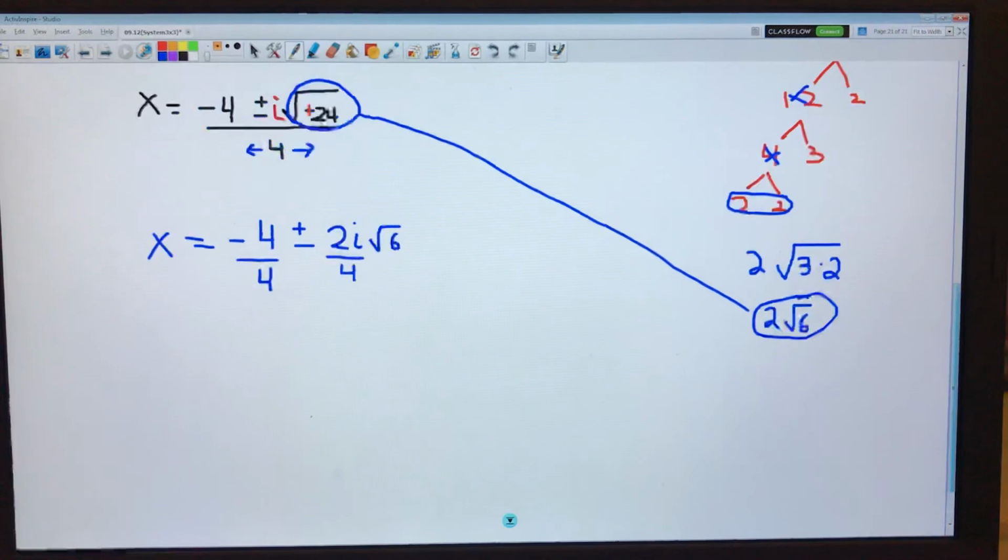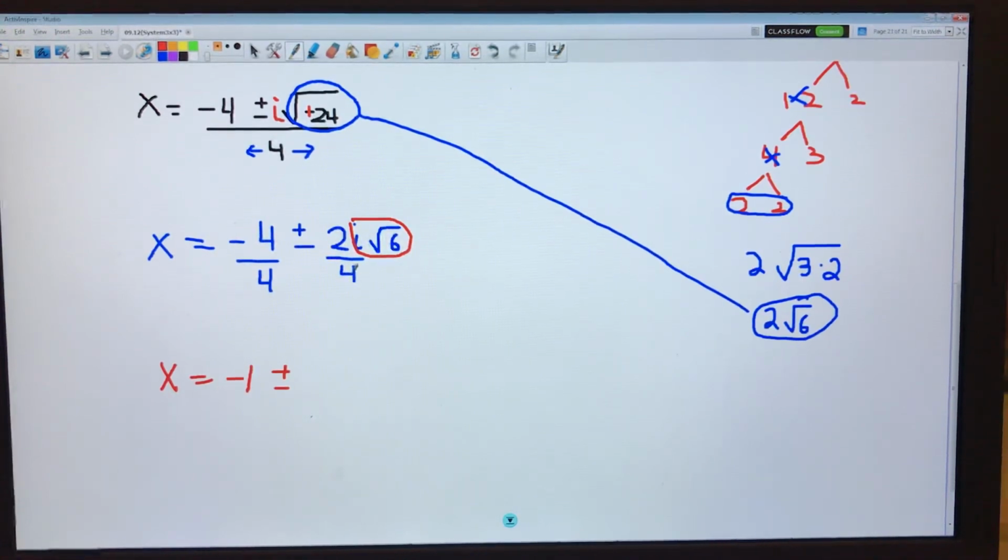Let's fix this up. x equals -4 over 4. That's going to give you -1 in the calculator, plus minus. In the calculator, you don't really care about this part, it's like a variable. You're just going to put 2 divided by 4 in the calculator, and you're going to get 1 over 2. Then just copy whatever's left over, the i square root 6.